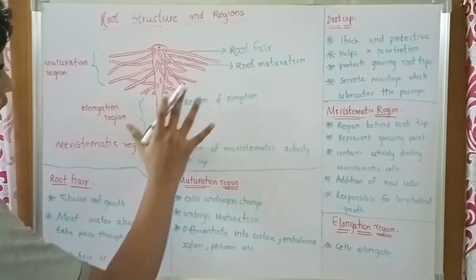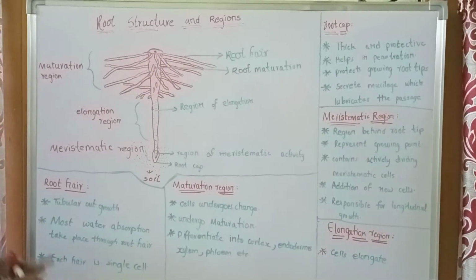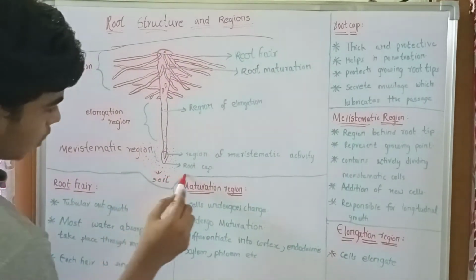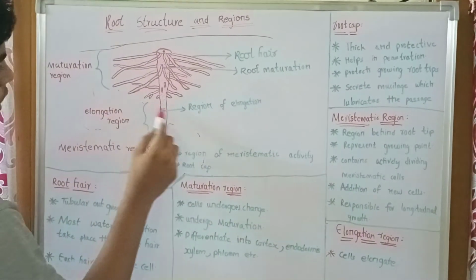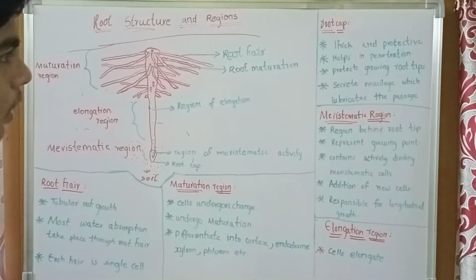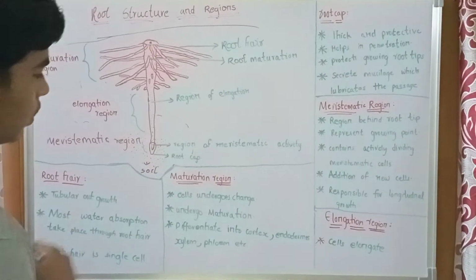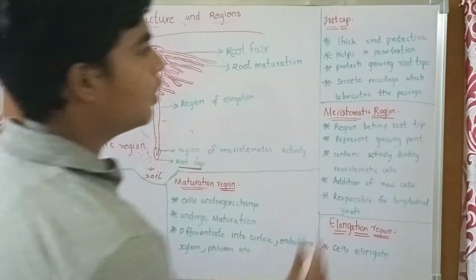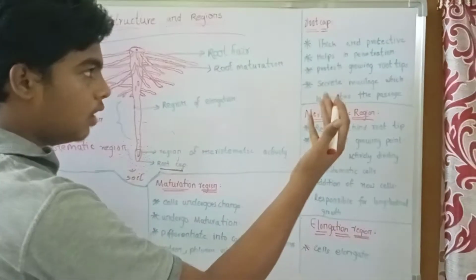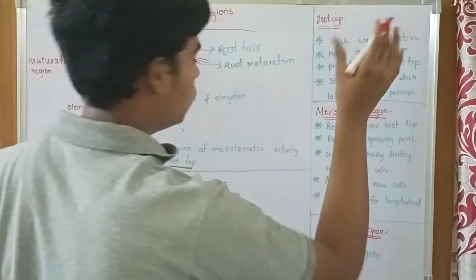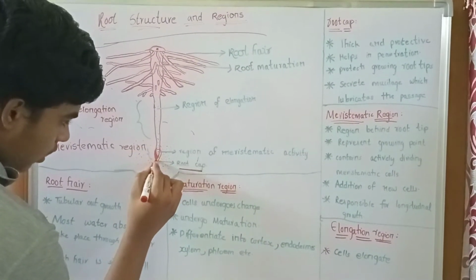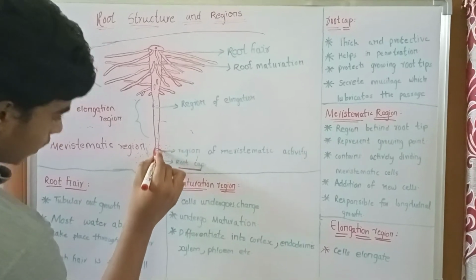It is an underground part of the body, full of soil. First, we have to discuss the root cap. What is this root cap? Here we can explain that it is a thick and protective layer. See here, this is a thick layer and protective.